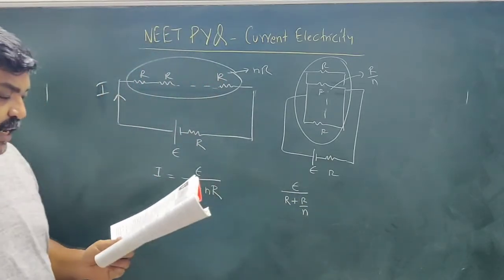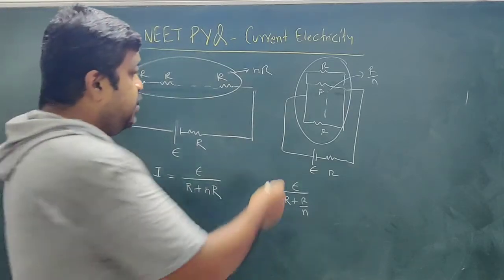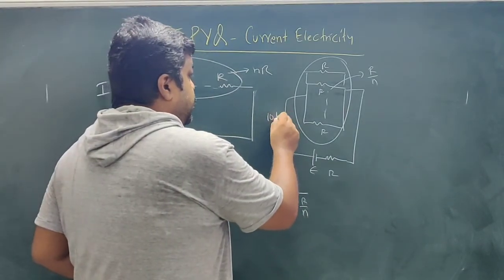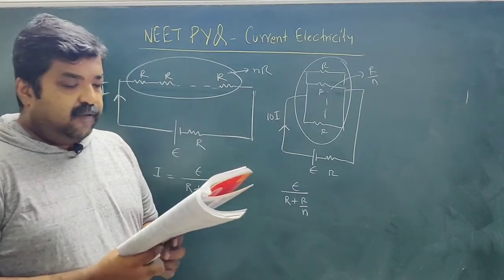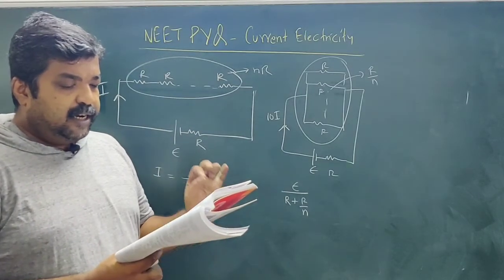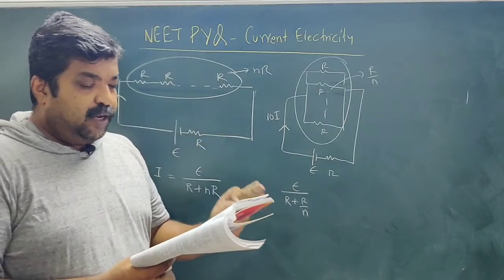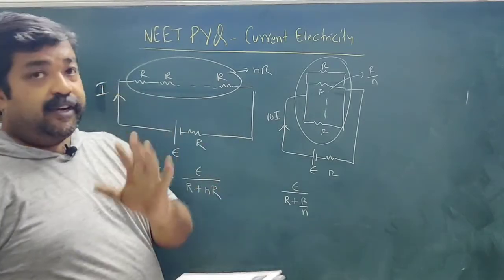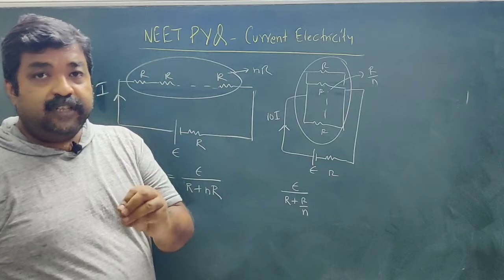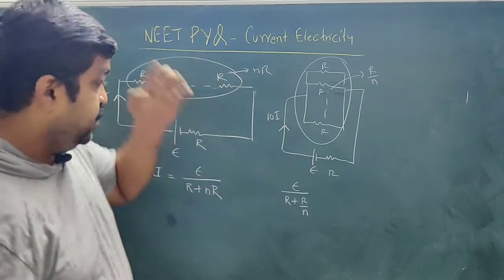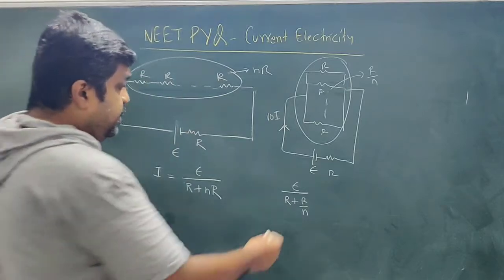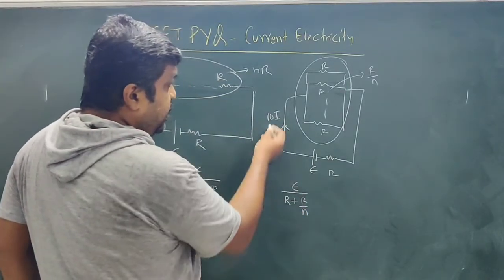But in the second case, what is the current drawn? Current drawn here is 10 times I, it is 10I. And we have to find the value of n. Options are 10, 11, 20 and 9. If you want, you can try this question on your own by pausing the video, and then you can compare with my solution.